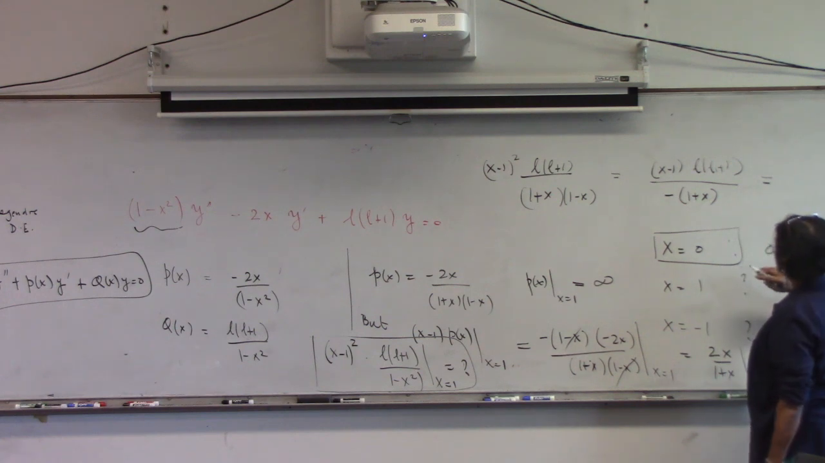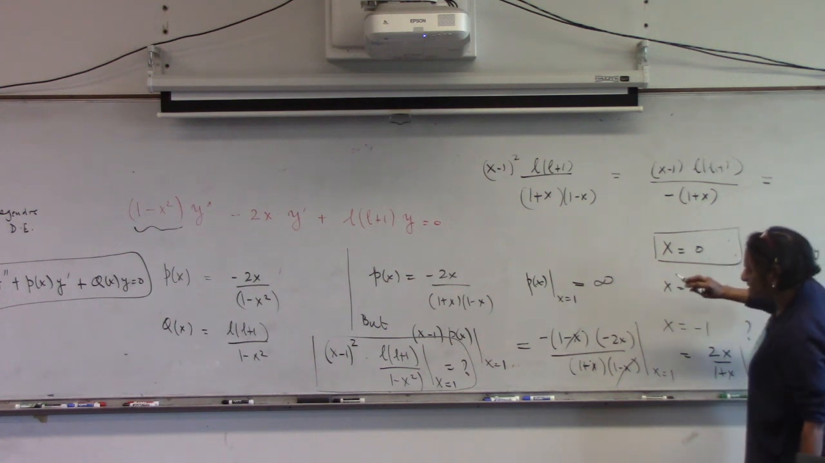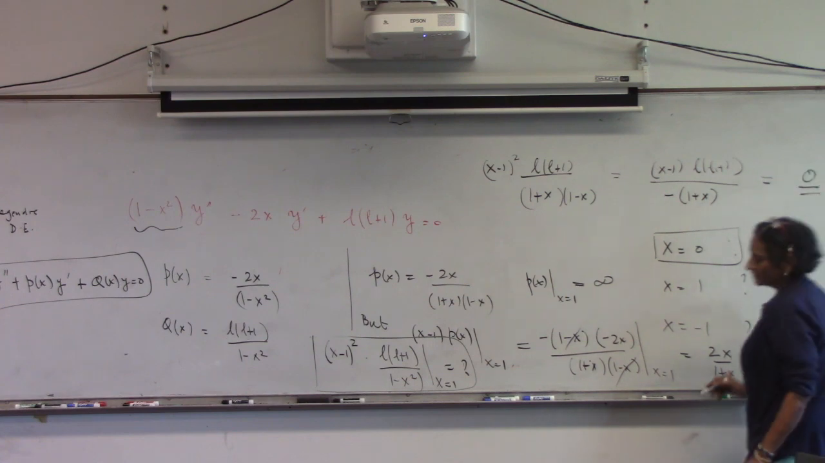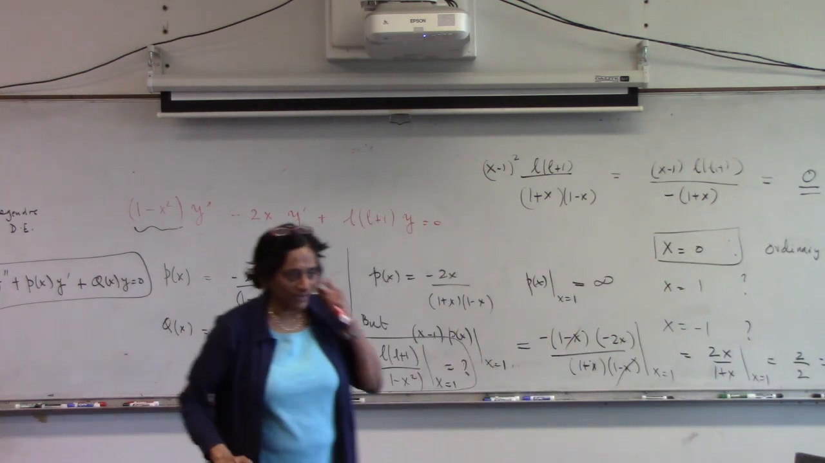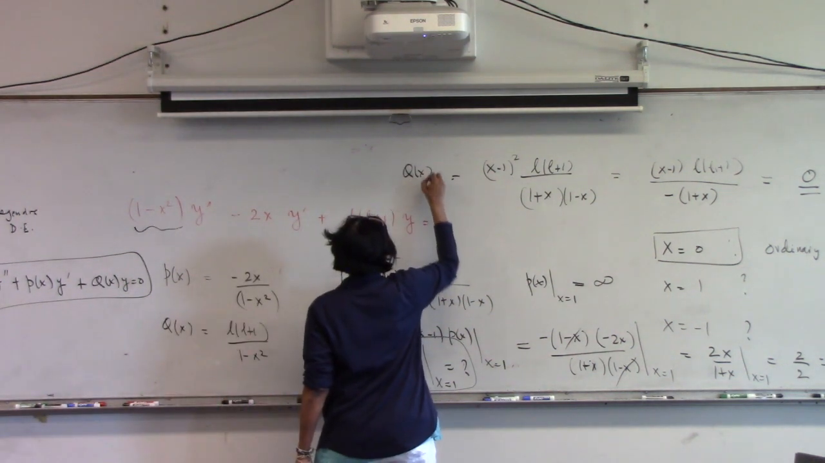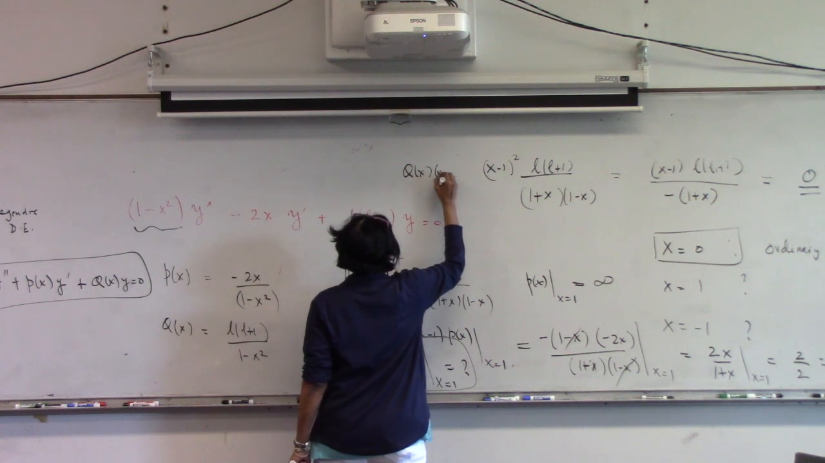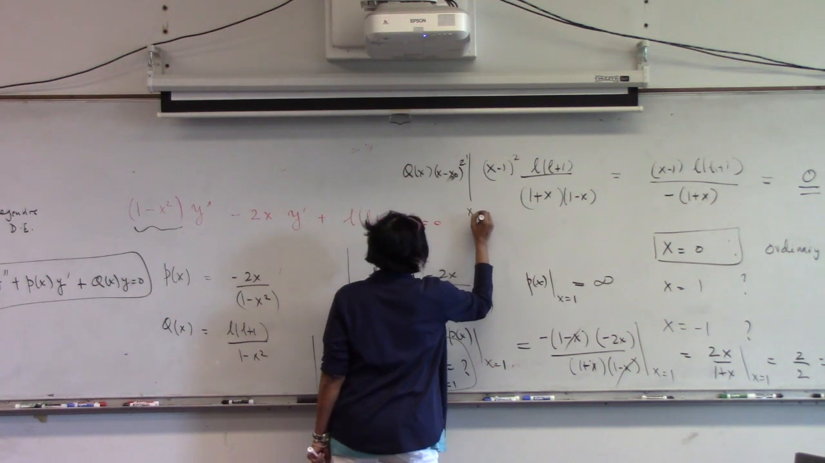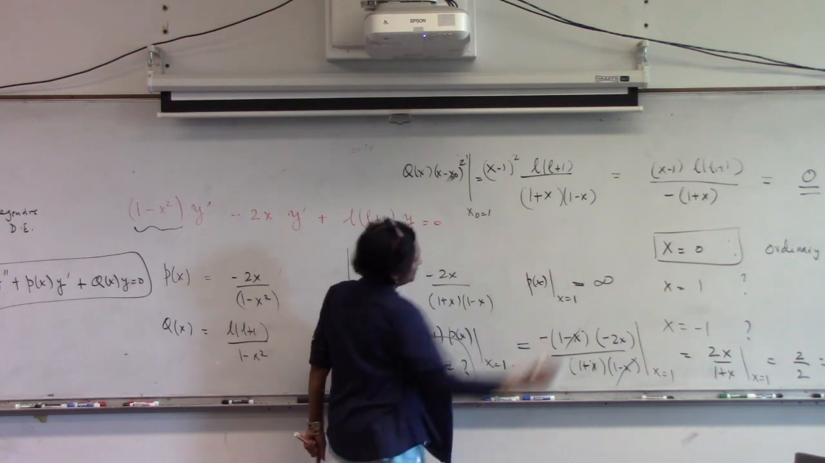So for x equal to 0, what is happening? Is it x equal to 1? X equal to 1, sorry. X equal to 1, it is 0. So that is 0, so that's fine. So q of x times x minus x naught squared at x naught equal to 1 is 0.